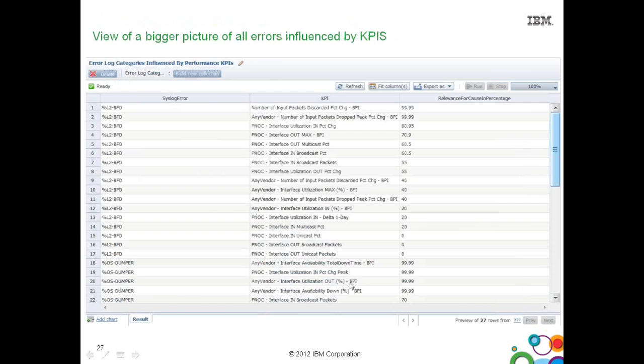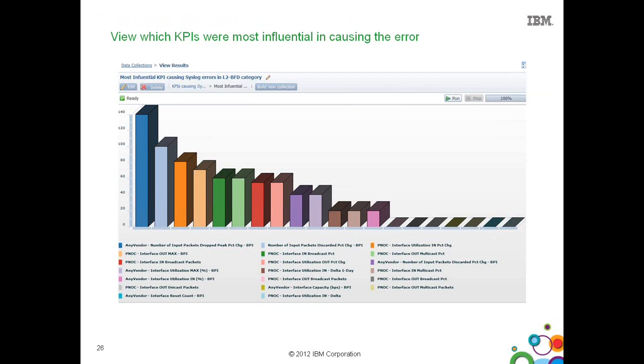In the next one you'll see some kind of KPI view, showing which KPIs were most influential in causing errors. So I can see it in pictorial form. And all these things actually come out of the box, and you can still customize it further if you want.